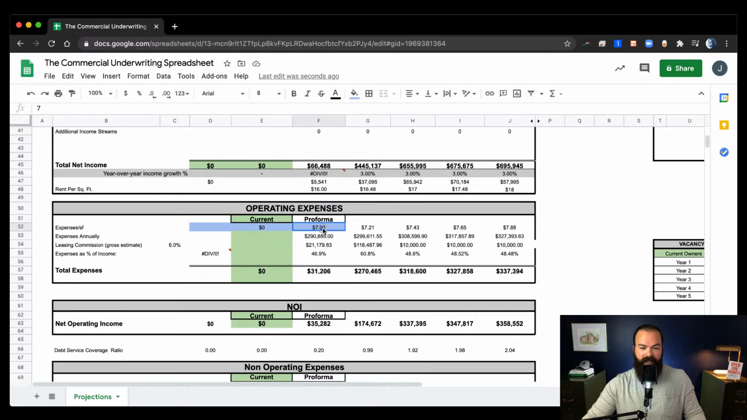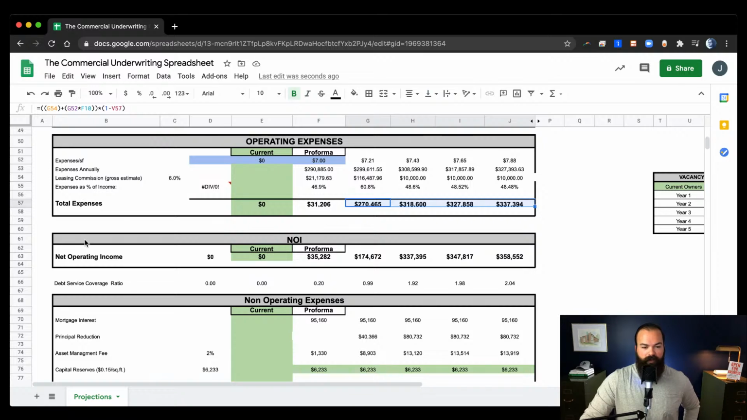Now, one thing to take into account too, as far as expenses go, in this one, it's actually not taking into account the full expenses in year 1 because the building's empty. There's not going to be a whole lot of people in there. So I've actually discounted that for this side, but you'll see it ramps up to the full expenses once the property's full.